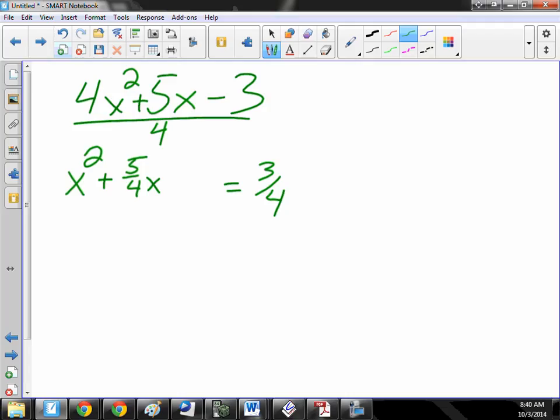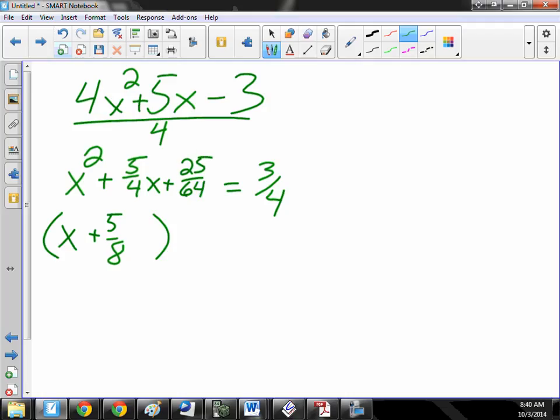So, what is my factor? Oops, not x squared. What goes in my factor? Half of 5/4, which would be 5/8. So if you have a fraction and you want to cut it in half, you double the denominator. So plus 5/8. So if my factor is 5/8, what's my perfect square? 25/64.